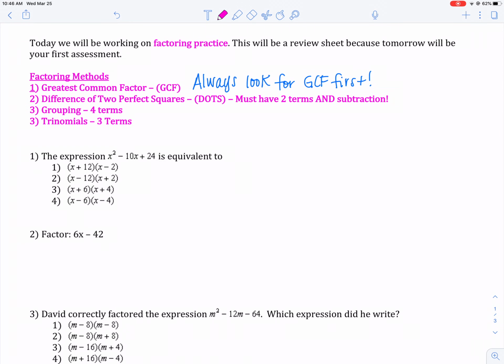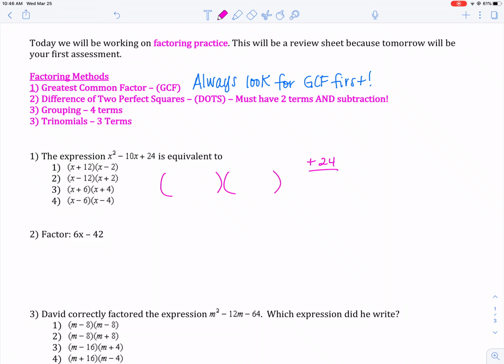In number 1, when you have x squared minus 10x plus 24, is there a greatest common factor between an x squared, a 10x, and a 24? No, they don't all have a number in common, and they all don't have an x in common. It can't be the difference of 2 squares because there's 3 terms, which means it can't be grouping because there's 3 terms, so it has to be a trinomial.